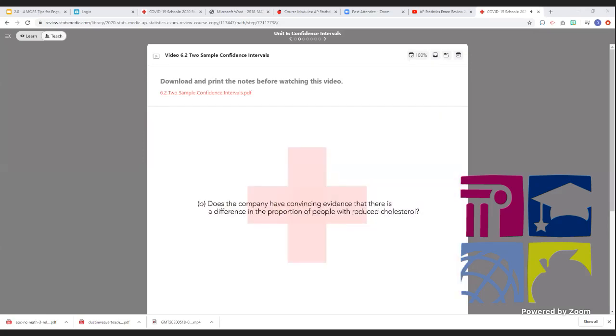In part B, we've been asked if the company has convincing evidence that there is a difference in the proportion of people with reduced cholesterol.